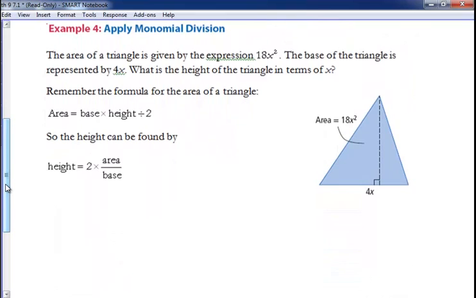So let's have a look at this. Applying monomial division. The area of a rectangle, or triangle rather, is given by the expression 18x squared. So that's a little odd, isn't it? The area is not actually a number that we know. It's given to us as an expression. Now, we know that x is a variable. x could represent any number.